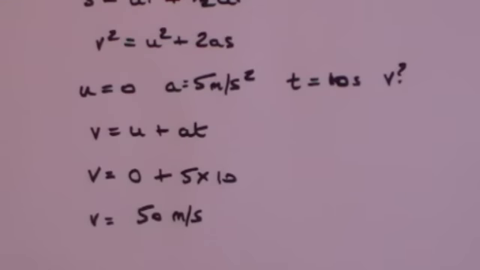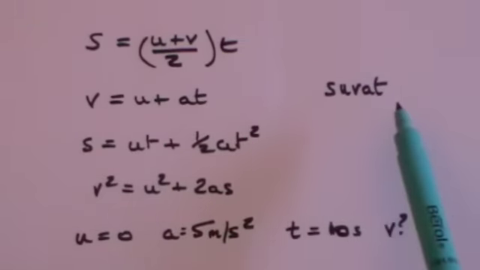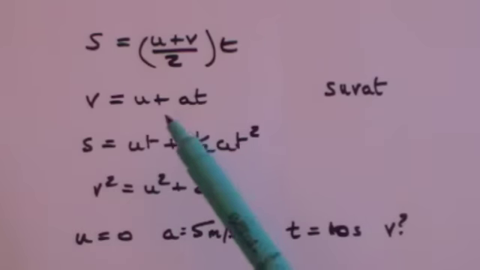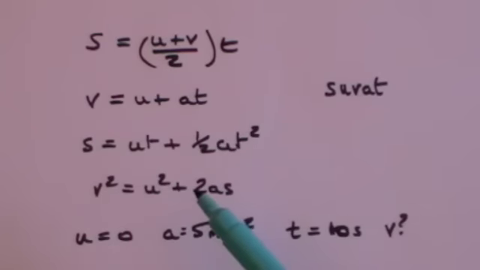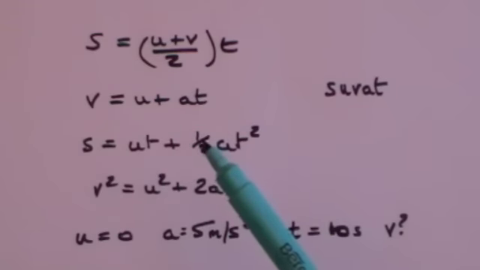Typically you'll be given 3 values of the 5 in the Suvat, and you'll be asked to find a 4th, and all you've got to do is to pick the Suvat equation that will give you the 4 values and enable you to calculate. You may have to do some manipulation with the formulae, but you should be able to calculate the one that you're being asked for by choosing the right Suvat equation.